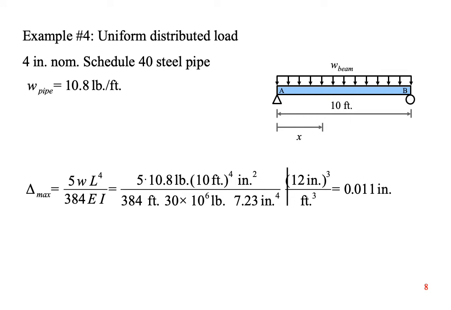Let's take the same pipe without the point load. Then it will sag under its own weight, which we can find in Appendix D as 10.8 pounds per linear foot. The maximum deflection for this loading case occurs at the midspan, and it works out to 0.011 inches.